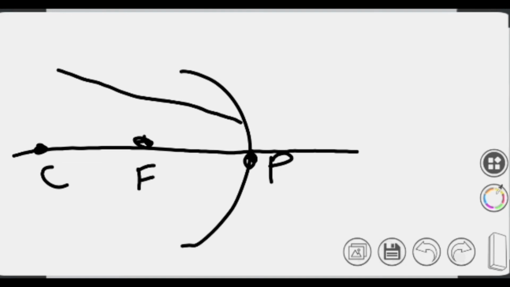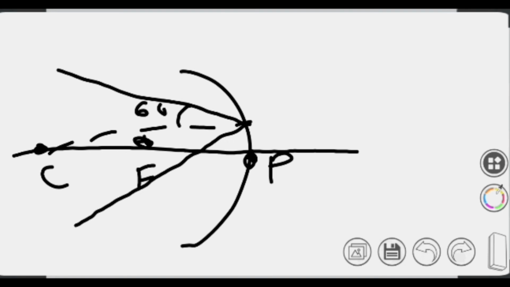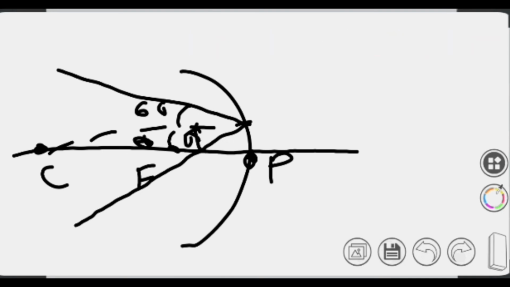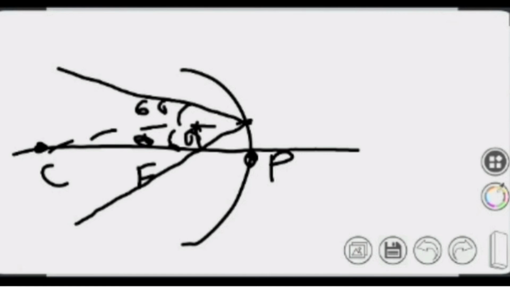Then, how do you measure it? You will have to draw a normal. A normal meaning the point where the ray touches the mirror to the point till the center of curvature, a line from that area. So you measure the angle from the normal to the ray, incident ray, and then for example let's take it 60 degree. So then that one will get reflected by again 60 degree from the normal.